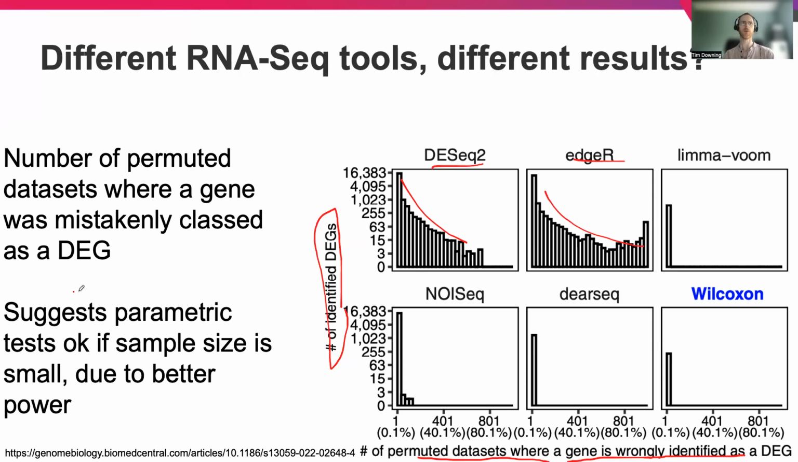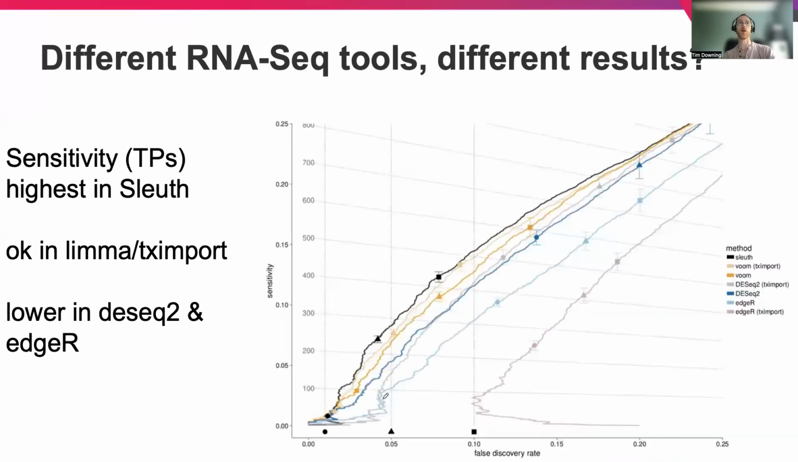Another important finding from the study was that parametric style tests are actually okay. Note that Wilcoxon is non-parametric, and this is because it is better powered to distinguish ones with more changed expression from those that have less changed expression. So that's also worth noting. In our practical later, what we'll use is a tool called Sleuth, and that seems to have good power to detect true positives.